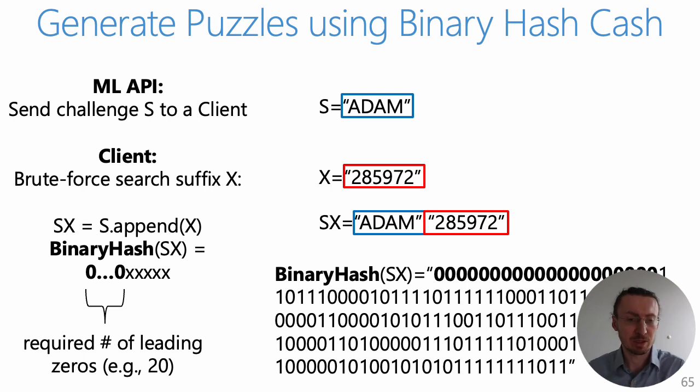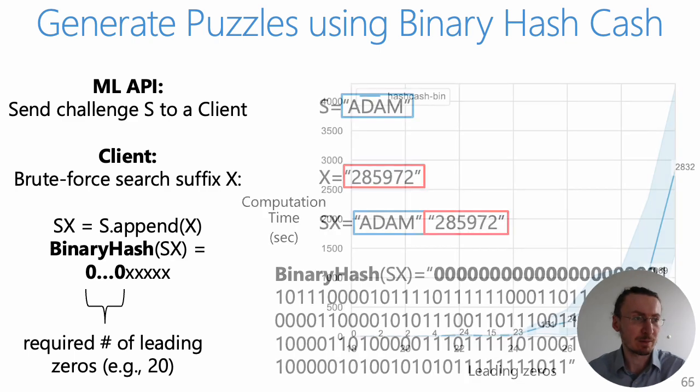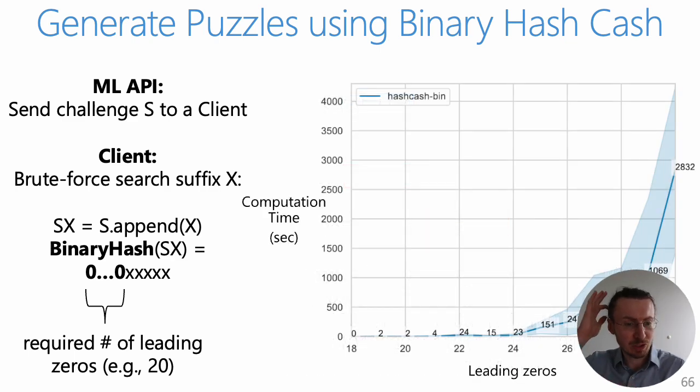Then the question is, once we have this puzzle, what is the computation cost that is incurred for a given user? Here in the figure on the right-hand side, we present how much computation time a client has to spend, on the y-axis, as a function of the required number of leading zero bits in the binary Hashcash algorithm, on the x-axis. In general, the more leading zeros are required by this puzzle, the more difficult it is to solve, and the more time has to be spent by the client to solve it. And this cost grows exponentially.